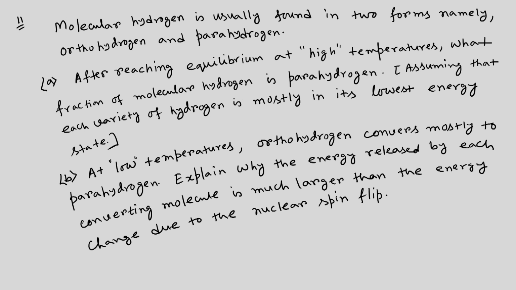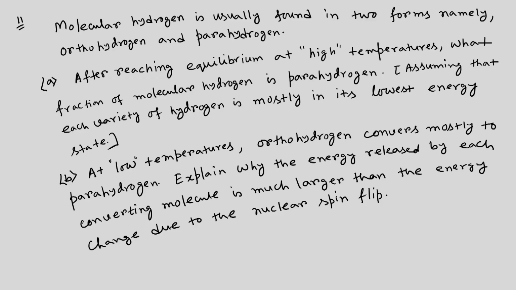This is a very conceptual problem, and it states molecular hydrogen is usually found in two forms, namely orthohydrogen and parahydrogen. After reaching equilibrium at high temperature, what fraction of molecular hydrogen is parahydrogen? This is the first problem, assuming that each variety of hydrogen is mostly in its lowest energy state. And the next problem is at low temperatures, orthohydrogen converts mostly to parahydrogen. Explain why the energy released by each converting molecule is much larger than the energy change due to the nuclear spin flip. Now the solution.